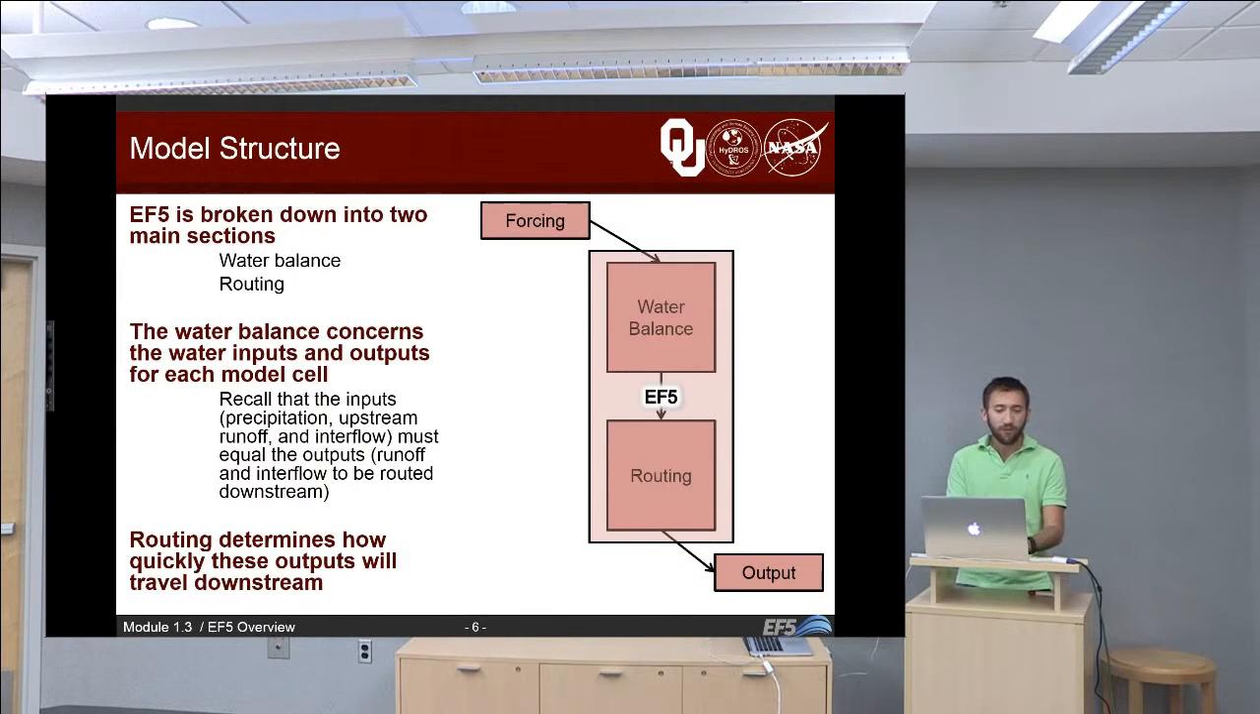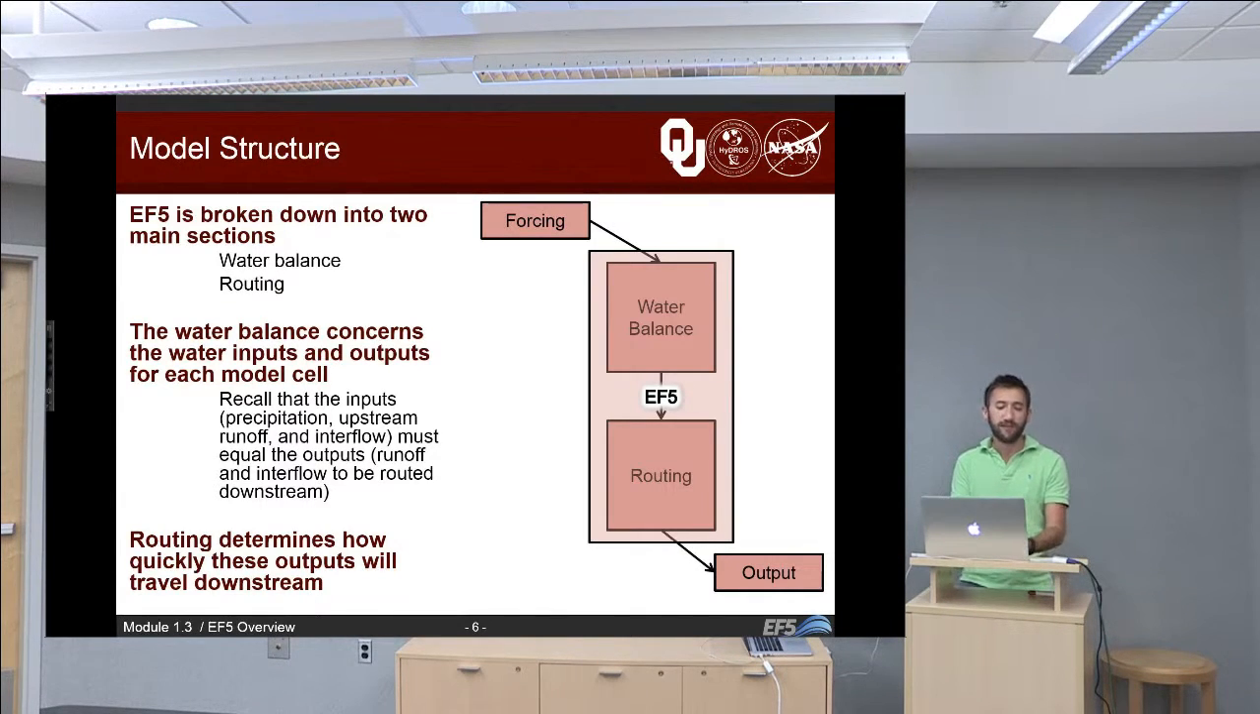So, the model structure for EF5 is broken down into 2 main sections, the water balance and the routing. So you can see on the block diagram on this slide, we have forcing, or the input to the model, and then we have output coming away from the model, and there in the middle is EF5, and everything inside that box is part of the model. And so those 2 components, the water balance and the routing, are needed for any simulation.